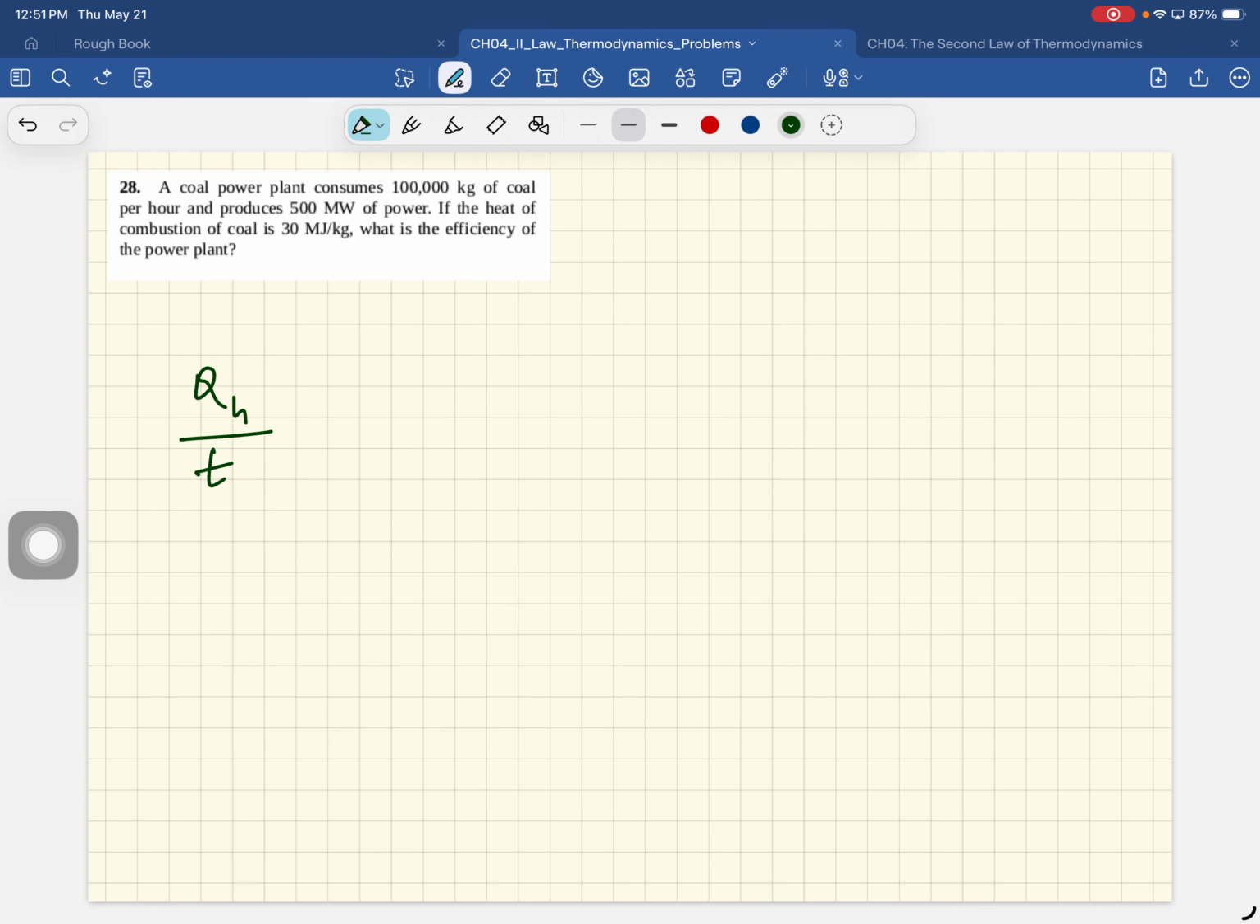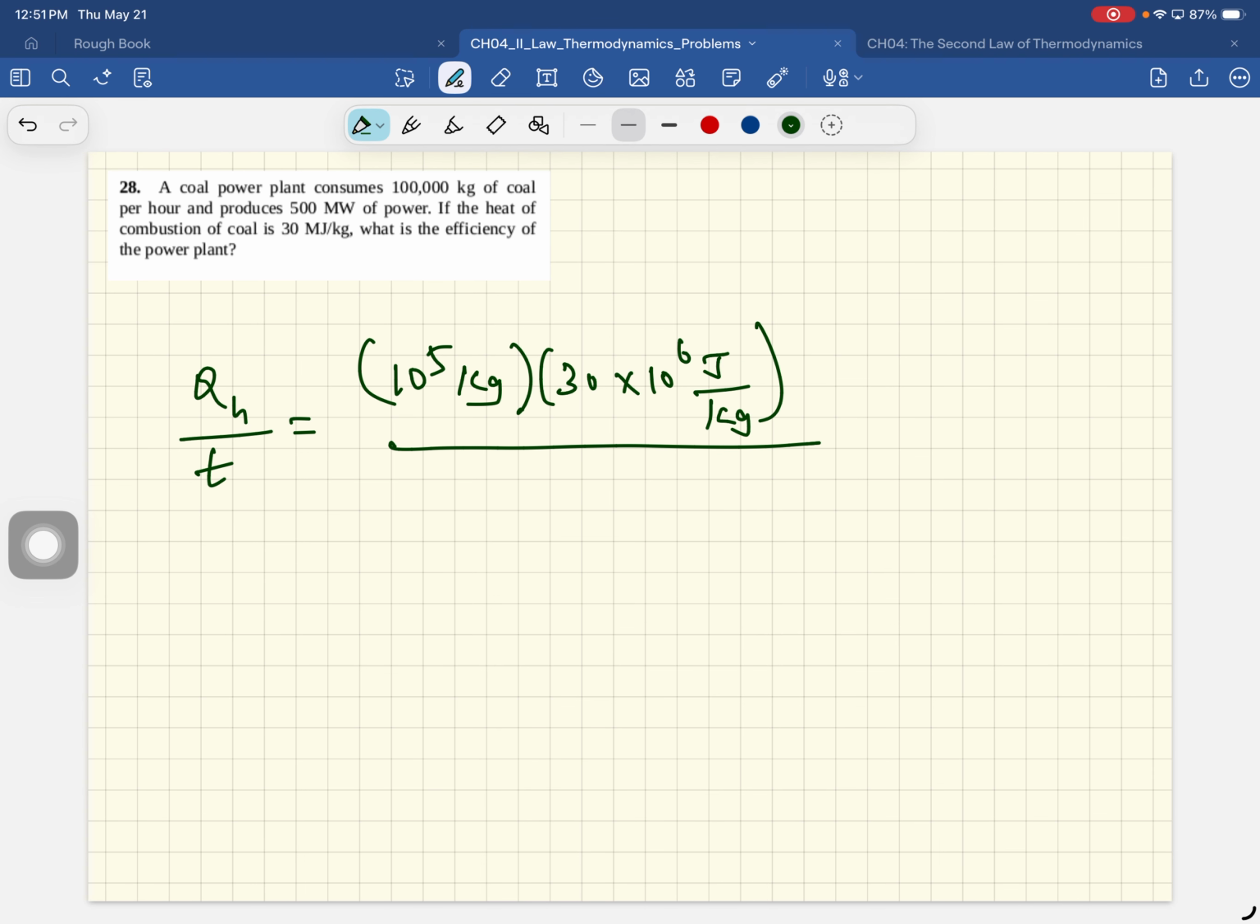So QH is 80 joules. The COP is 6. Okay. COP is QC over W.